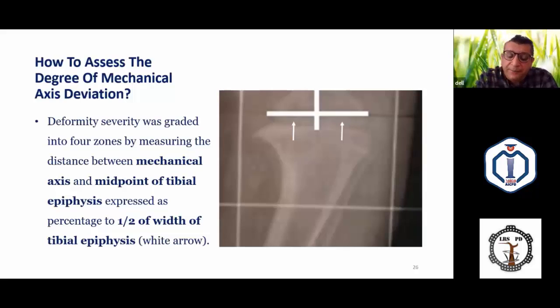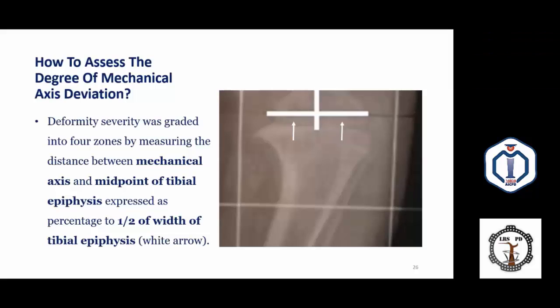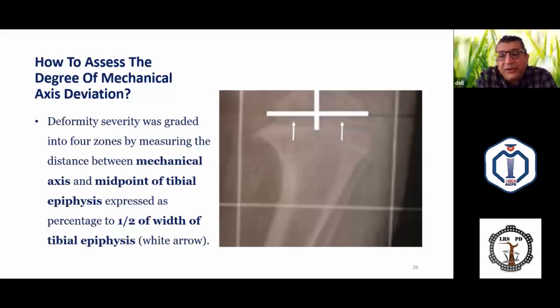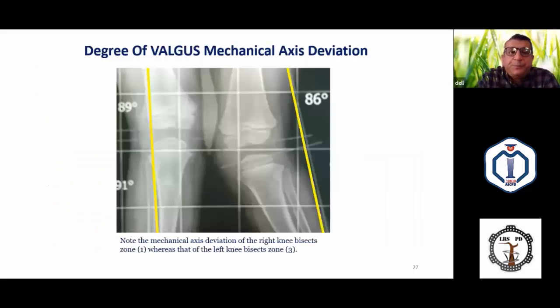So it's better to have the reference inside, related to the same patient. So half the width of the epiphysis is 100%. If you have a deviation that amounts to 2/2 the width, then this is 200%, and so on till you reach 400%. We graded them into 4 zones, and this has actually been proposed by other researchers in the literature, and this is actually more accurate, as we said, than absolute measurements.